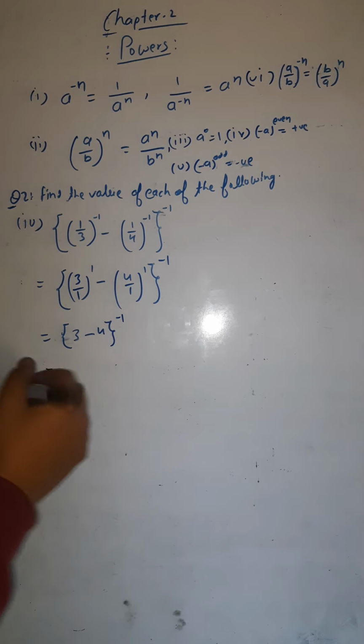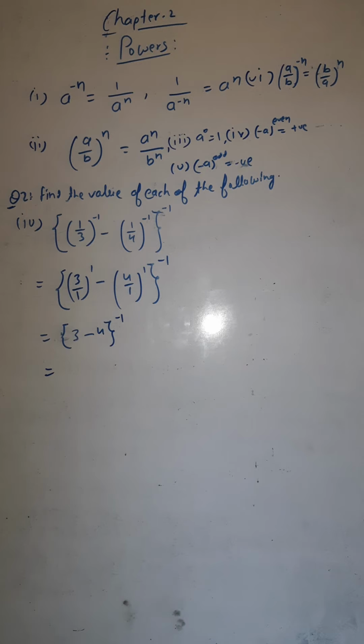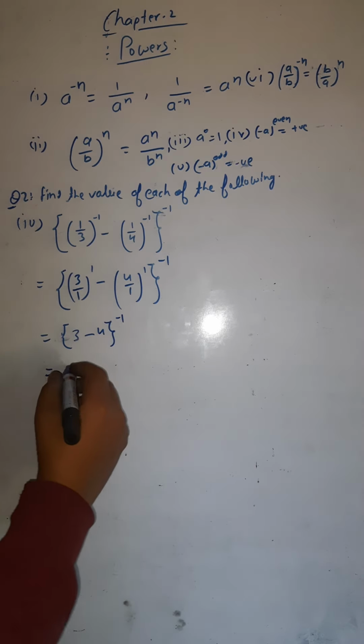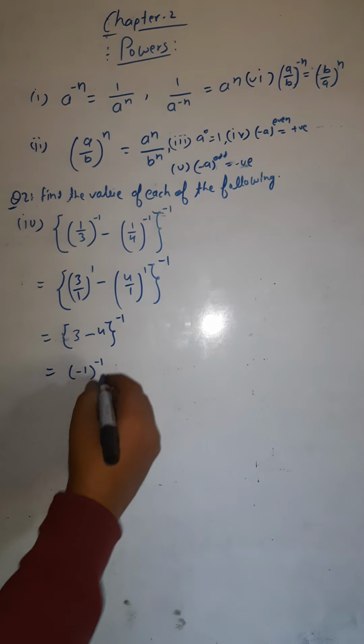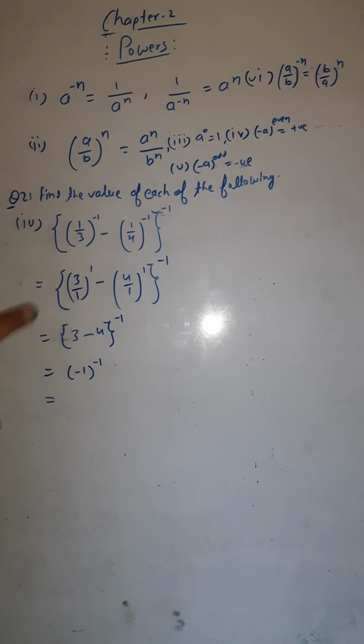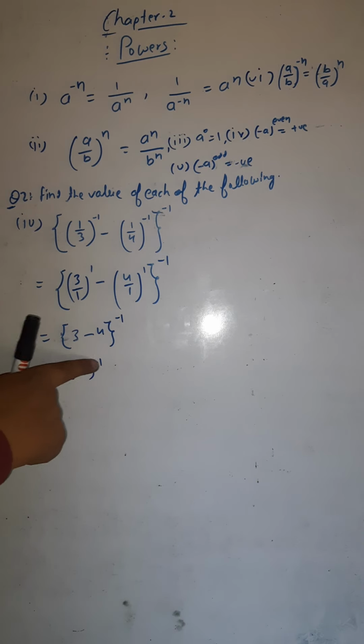Now you should know, 3 minus 4 is how much? 3 minus 4 is minus 1. So the answer would be minus 1 raised to the power minus 1. Now look here. Minus 1 raised to the power minus 1.